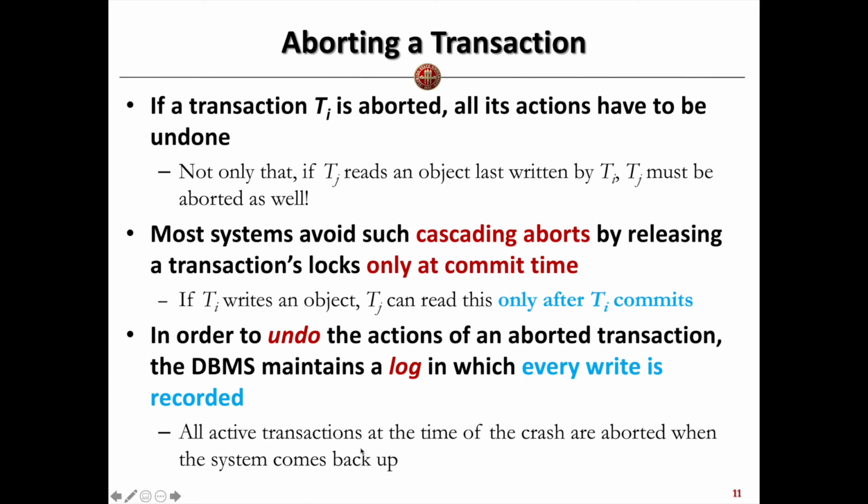All the active transactions at the time of the crash are aborted when the system comes back up. In other words, if the system crashes while running, all these aborted transactions must be rolled back after the system comes back. In this way, we can roll the system back to the previous state, which is consistent, before the crash. Even though we have some losses because these transactions are rolled back and aborted, we can still rerun them after the system comes back. Okay, so this is about aborting a transaction. You see, this abort heavily relies on the log in the DBMS.